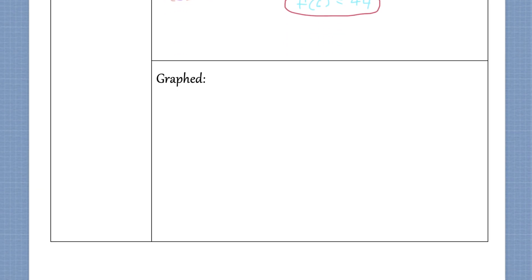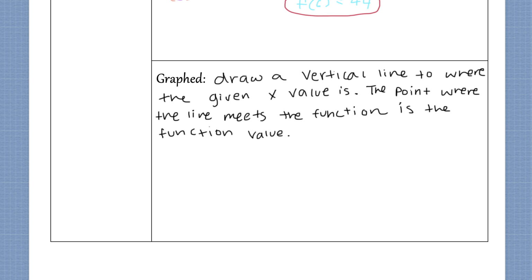To solve for a graphed equation in function notation, you would draw a vertical line to where the given x value is. The point where the line meets the function is the function value. We have this graph over here and this question that says find f of negative 2. The graphed line is our function, that is f of x. They want us to find f of negative 2, so we're going to draw a vertical line where the x value is given.